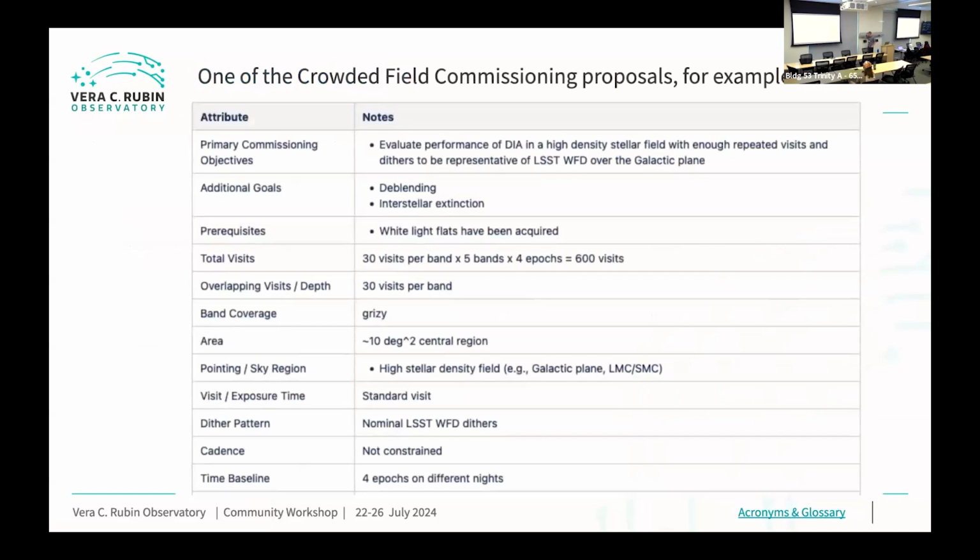This is just, I took one of Eric's proposals here just to give you a flavor of it. So what is our goal? We want to test performance of difference image analysis in high density fields. What are the other goals that we can achieve with it? What are the prerequisites? How much data? These are just the type of things that we've gone through to make sure that we're collecting all of the required data for the commissioning process.